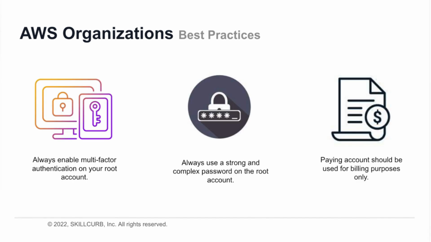These are some best practices within AWS Organizations. You should always enable multi-factor authentication on your root account. So that's where you use Google Authenticator, and you should always use a strong and complex password on the root account as well. And then finally, the paying account should be used for billing purposes only. You shouldn't really be deploying resources such as EC2 instances or S3 buckets into the paying account. You need to go and create separate accounts for that.